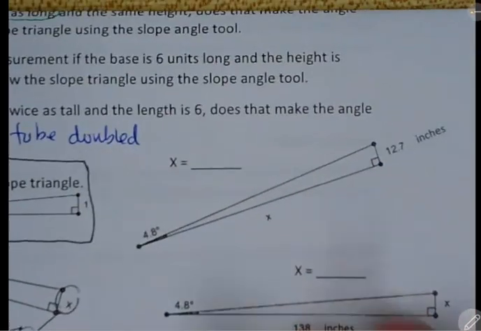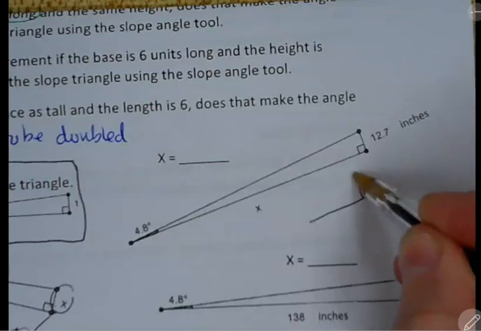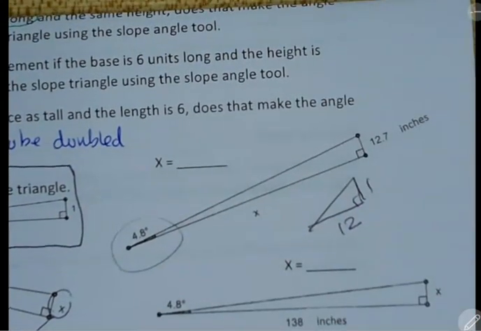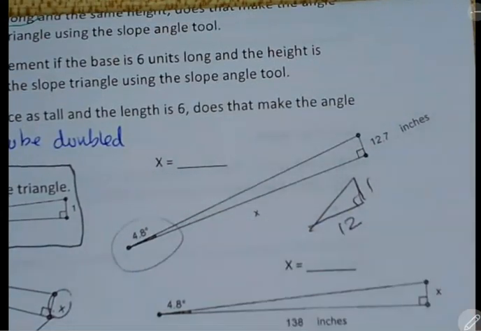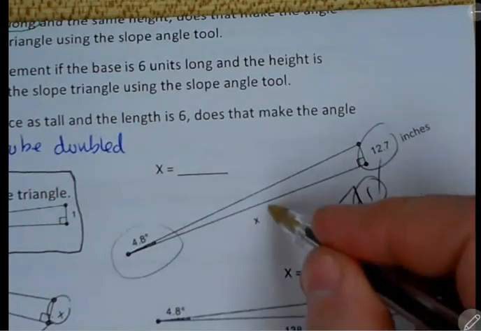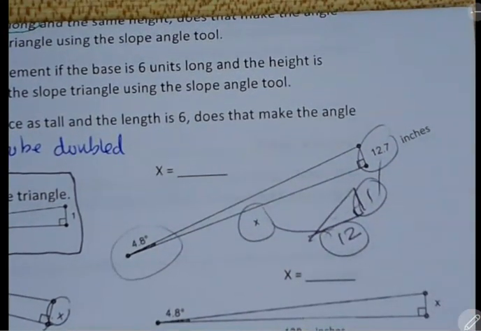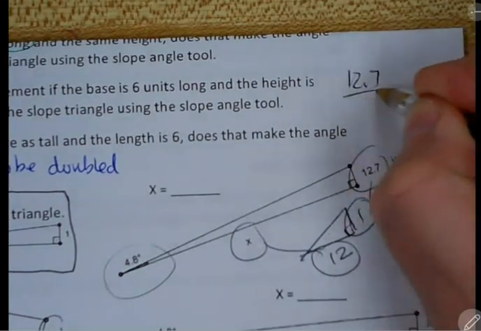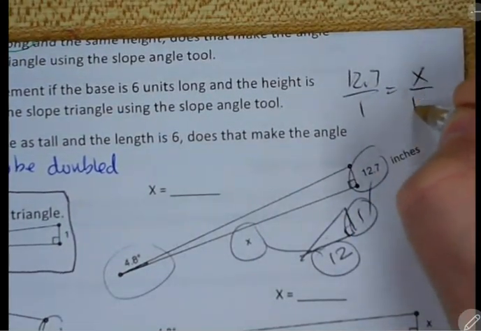All right, so in this problem here, again, if I use the 1 to 12 triangle, which is a 4.8 degree angle for both of these, if I pair up corresponding sides, the 12.7 goes to the 1, as the x goes to the 12. So if I set up a proportion, it's going to be 12.7 to 1, as x goes to 12.